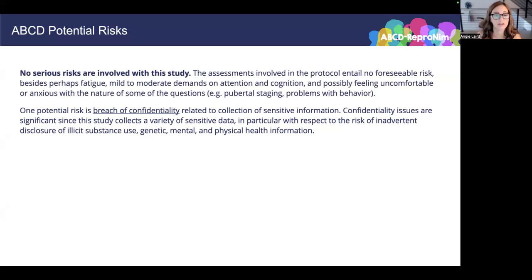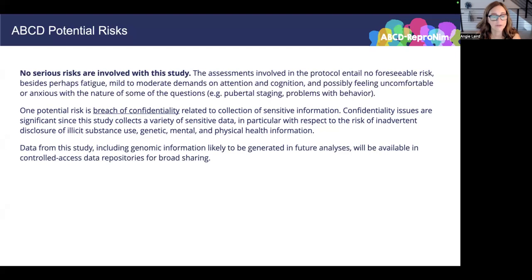But these risks, and also protective measures that have been put into place to manage them, have been outlined in the consent documents. Data from the study, including genomic information, will be available and are being made available in controlled access data repositories for broad sharing. You will hear lots and lots about that in our week 2 lecture. The fact that the data are being shared was noted very early on in the consent forms. And we will be hearing again a lot about that in week 2, particularly the new data access platform, NBDC.